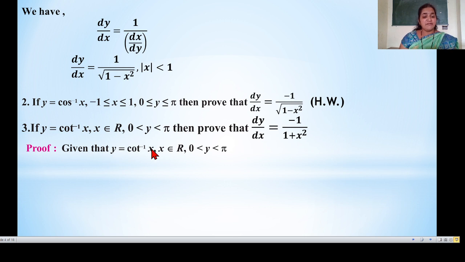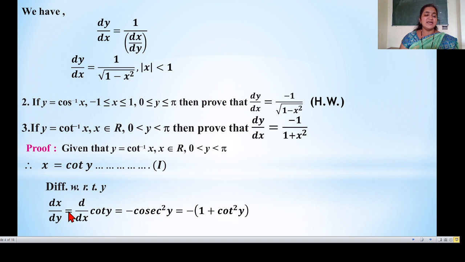This y in terms of x, first we convert x in terms of y, meaning we can find the inverse function. So we get x is equal to cot y. Now, we differentiate this x with respect to y. So we get dx by dy is equal to the derivative of cot y. What is the derivative of cot y? This is the standard function. So the derivative is minus cosec squared y.